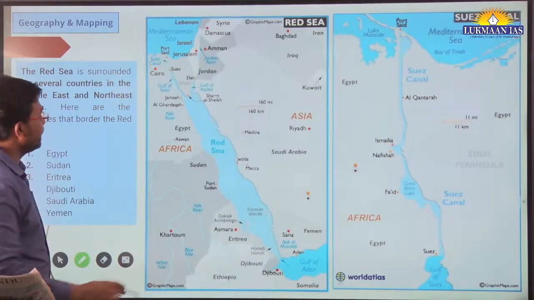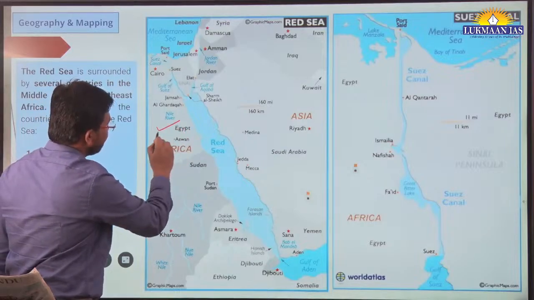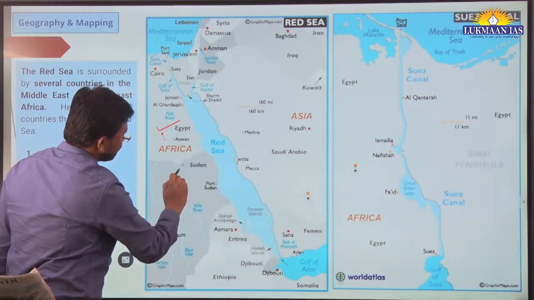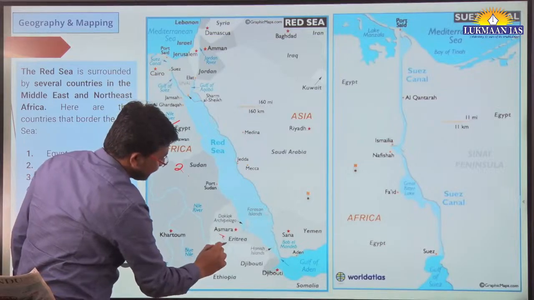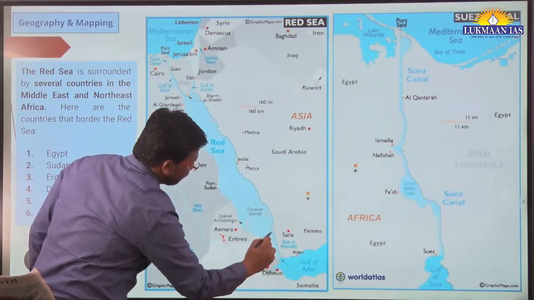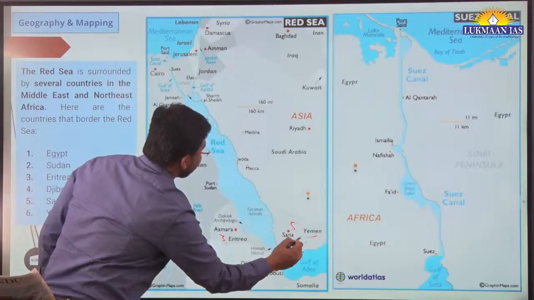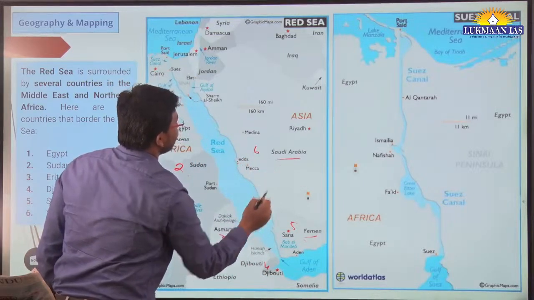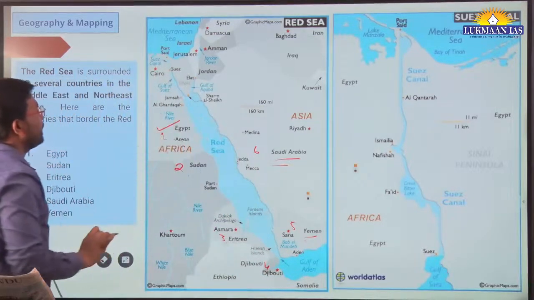Once again, let's see. This is the Red Sea. This is Egypt, one of the countries. Second country is Sudan. Third country is Eritrea. Fourth country is Djibouti. Fifth country is Yemen. And sixth country is Saudi Arabia. These are the countries that share border with the Red Sea.